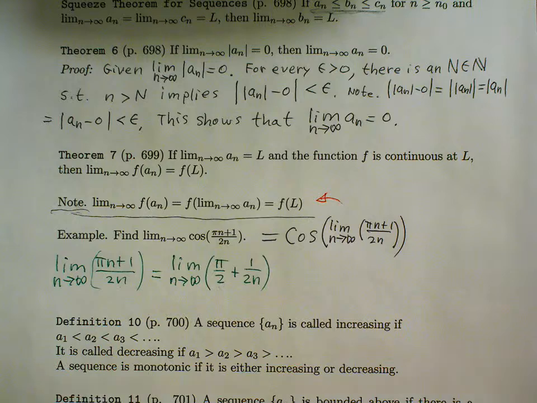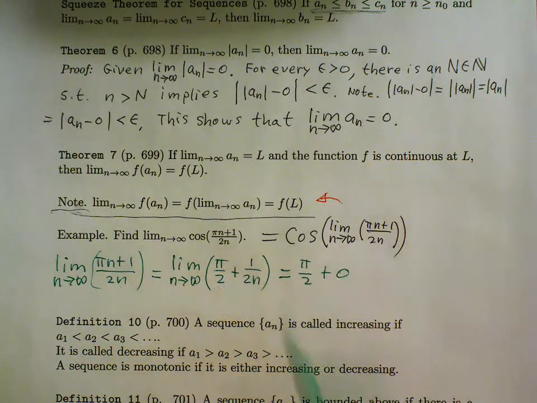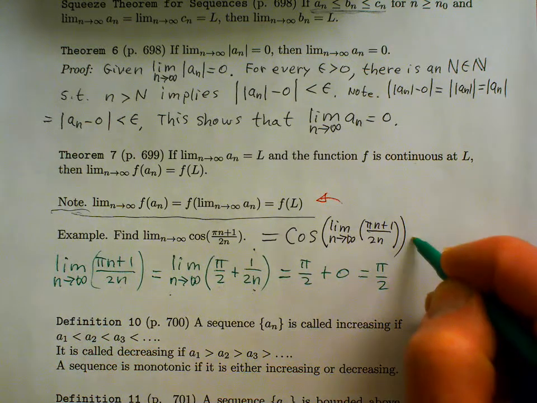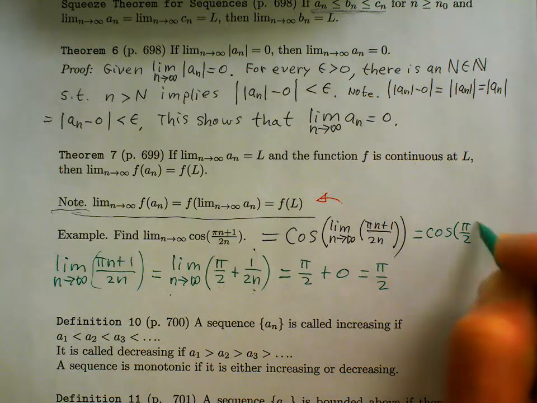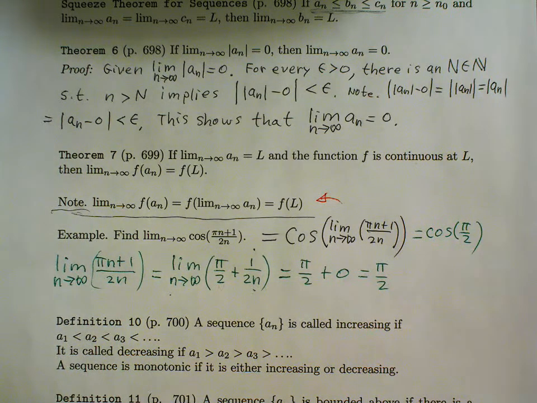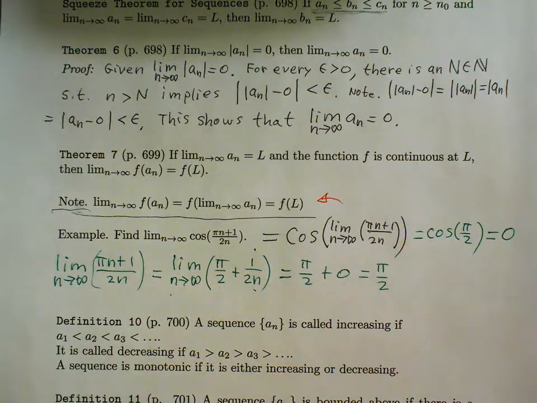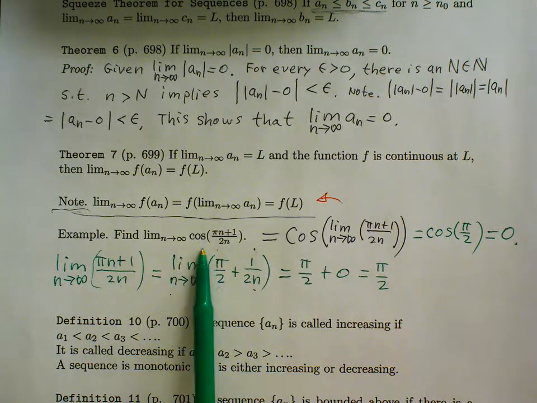Goes to 0. So pi over 2 plus 0, because 1 over 2 to the n goes to 0 as n goes to infinity. So this is equal to pi over 2. And so this is cosine of the limit, cosine of pi over 2. But cosine of pi over 2 is just 0. So 0 is a perfectly fine number. That's the limit of this function.